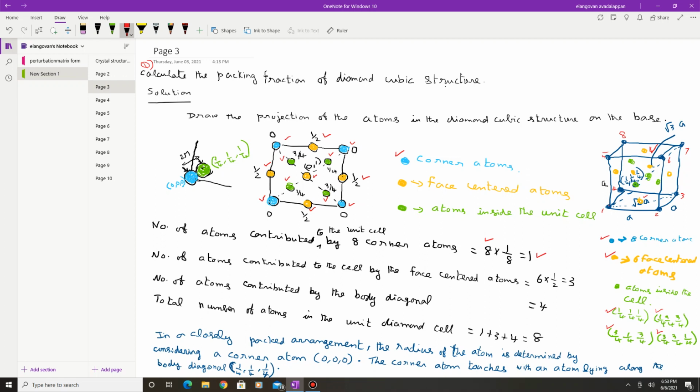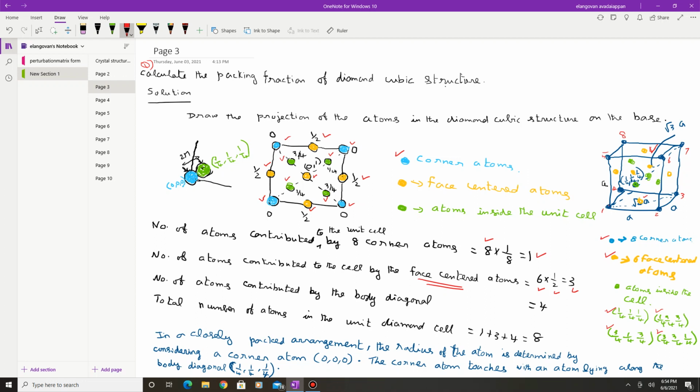Number of atoms contributed to the cell by the face center atoms. Each face center atom is shared by 2 neighboring cells. So the contribution to the particular cell is 1 by 2. There are 6 face atoms. So 6 into 1 by 2 is equal to 3. So there are 3 atoms. This is the contribution by the face center atoms, which is 3.